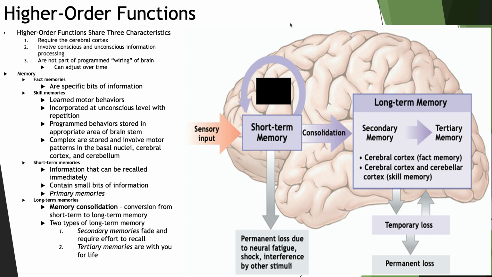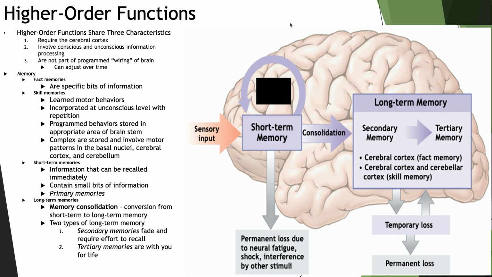Skill memories related to programmed behaviors, such as eating, are stored in appropriate portions of the brainstem. Complex skill memories involve the integration of motor patterns in the basal nuclei, the cerebral cortex, and the cerebellum. Two classes of memories are recognized. Short-term memories do not last long, but while they persist, the information can be recalled immediately. Short-term memories contain small bits of information, such as a person's name or a telephone number. Repeating a phone number or other bits of information reinforces the original short-term memory and helps to make sure that it gets converted to a long-term memory.